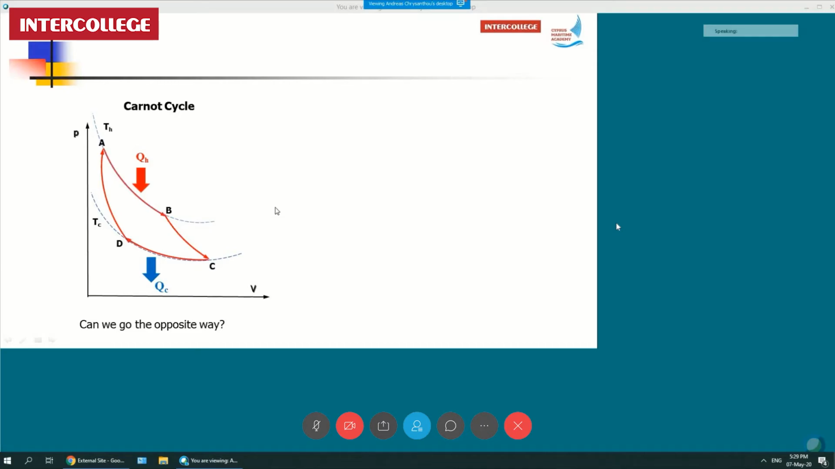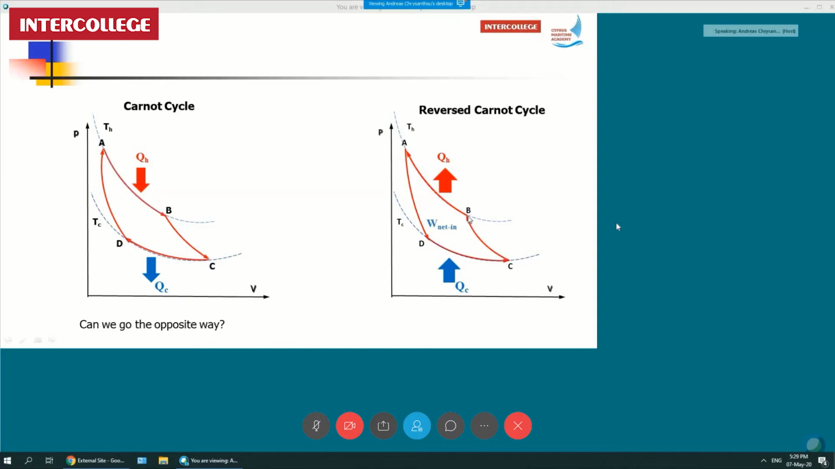Okay. We have seen how we go around the Carnot cycle in a clockwise direction. Can we go the opposite way? Can anyone tell me if we can go the other way around? Well, the answer is yes. The Carnot cycle is completely reversible, and all the processes can be reversed. In this case it's called the reverse Carnot cycle, but it is most commonly known as the refrigeration cycle.